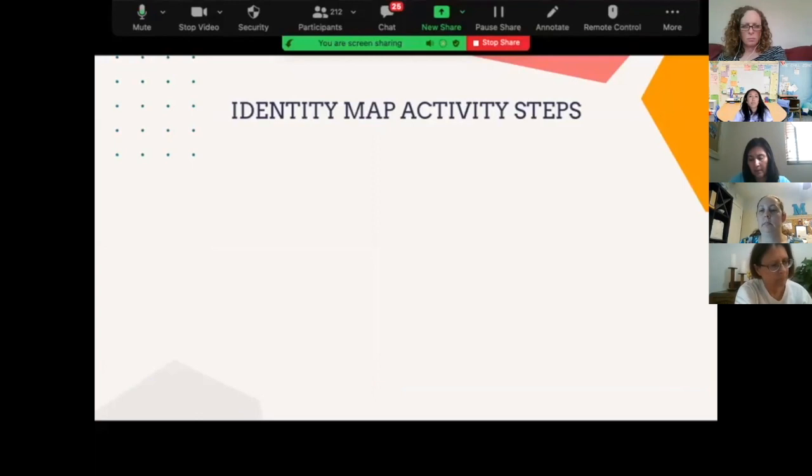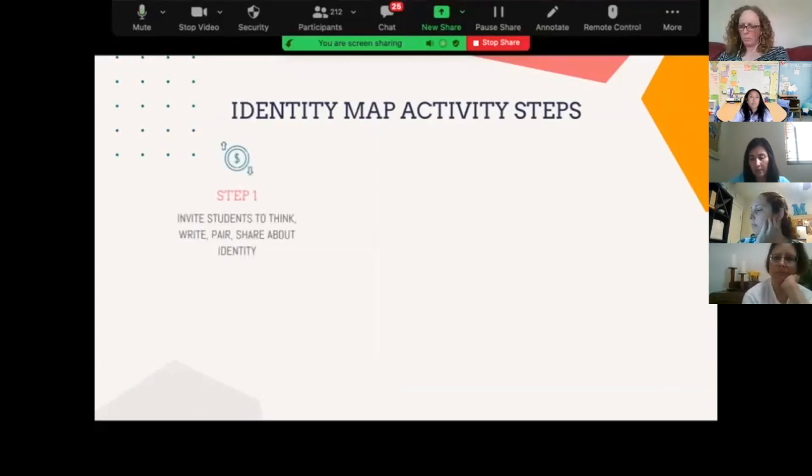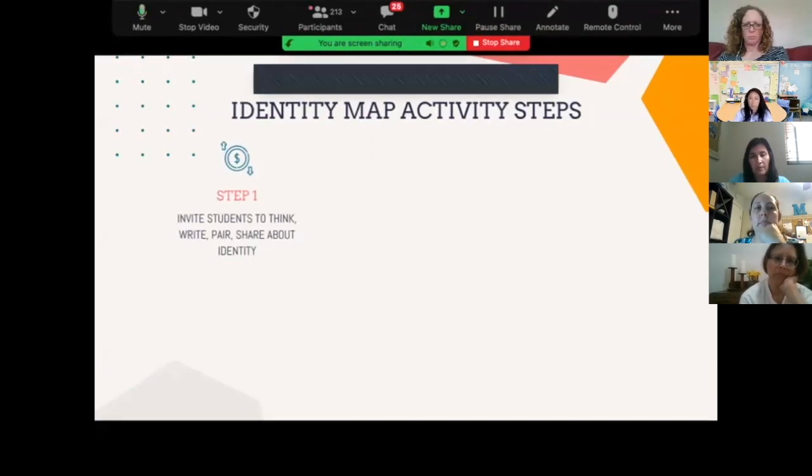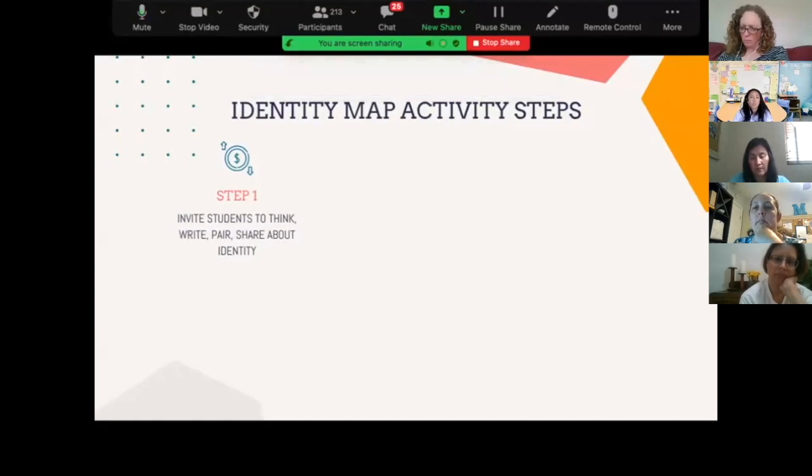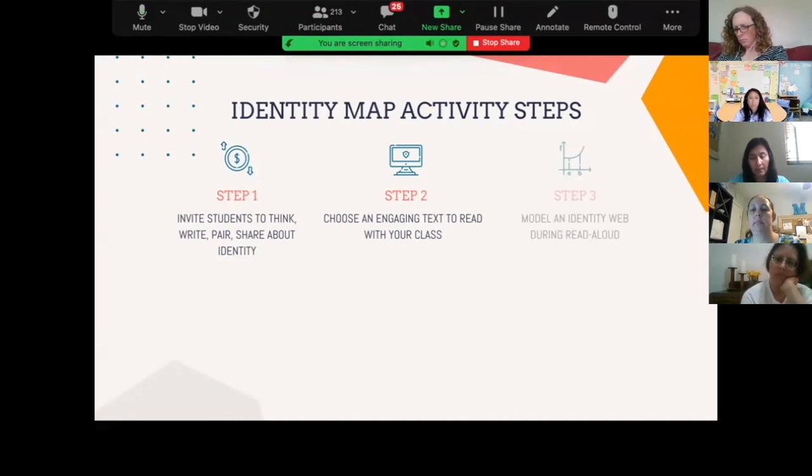Okay, so I'm going to quickly go over the steps of what you would do in this activity, and then we'll do it together. Step 1: you're going to invite students to think, write, pair, share about identity. So what does identity mean to you? Then you're going to choose an engaging text to read with your class. So a read aloud, right? This is how it fits into Readers and Writers Workshop. This is how you don't need to take another period of time out of your day to do this work. Do this directly as part of your read aloud.